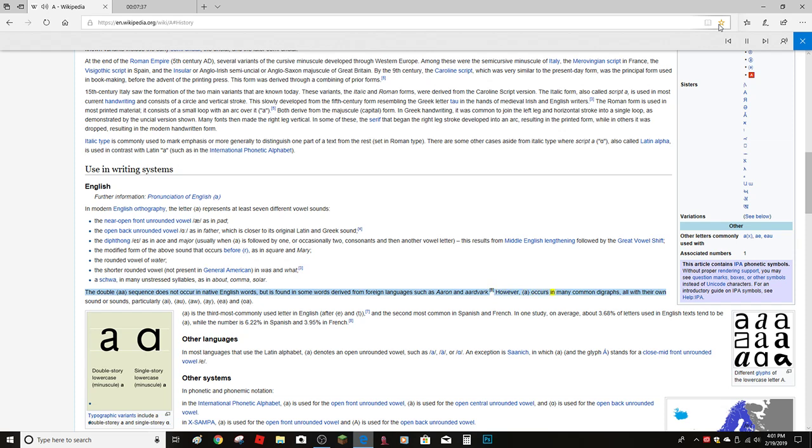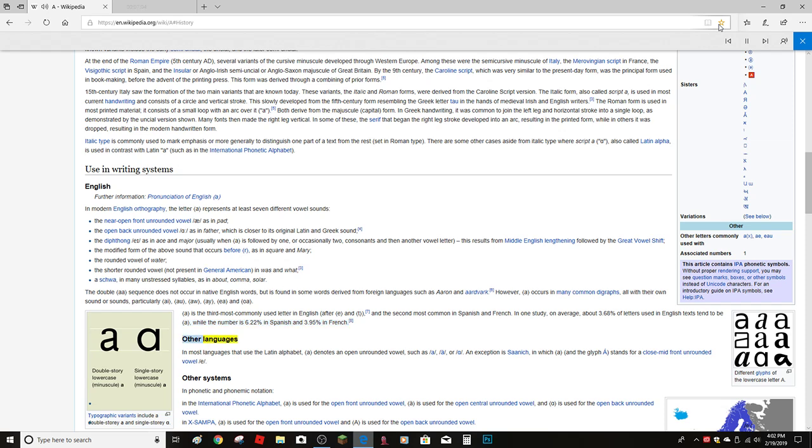However, A occurs in many common digraphs, all with their own sound or sounds, particularly AI, AU, AW, AY, EA and OA. A is the third most commonly used letter in English, after E and T, and the second most common in Spanish and French. In one study, on average, about 3.68% of letters used in English texts tend to be A, while the number is 6.22% in Spanish and 3.95% in French.